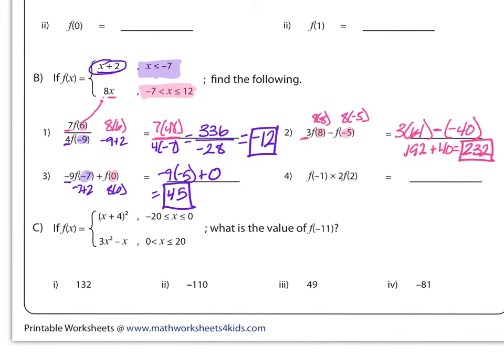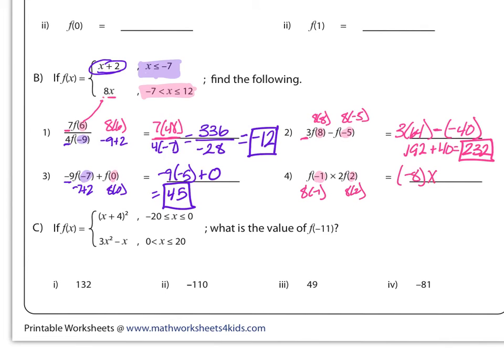One last problem to go here. Let's identify where my x values are going to lie. So I've got negative 1. Well, that's between negative 7 and 12. And I've got 2, which is also between negative 7 and 12. So they're both there again. So I'm going to do 8 times negative 1 and 8 times 2. So that gives me my function. So 8 times negative 1 is negative 8.